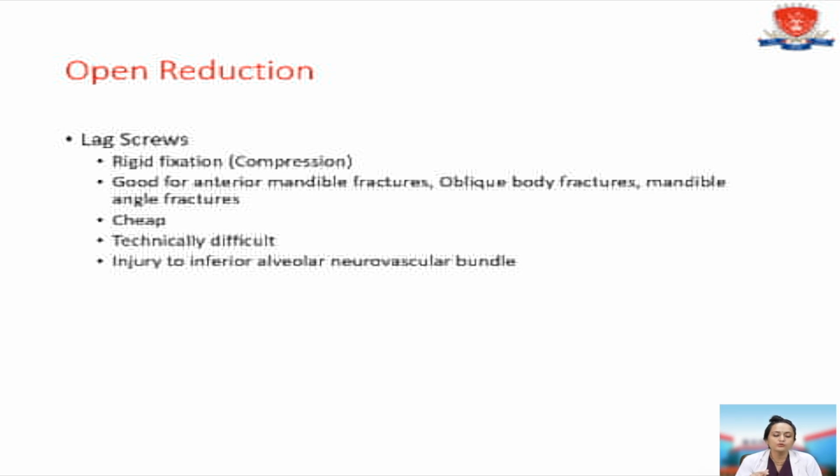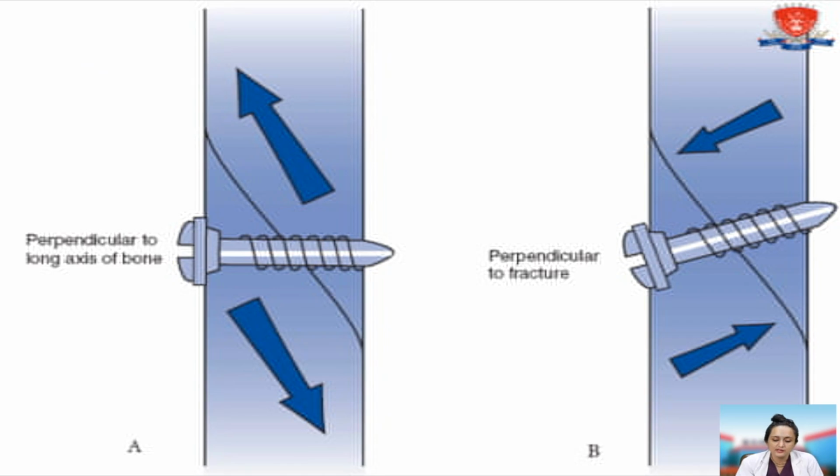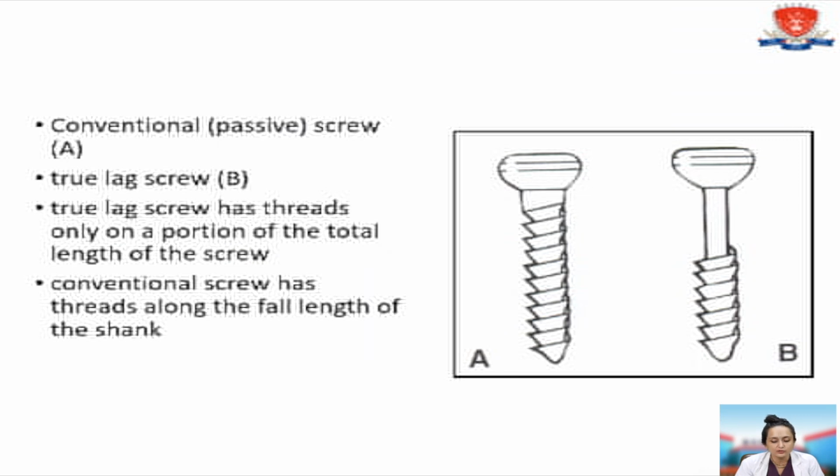So this is a normal screw in the first picture. In the second picture, it is a lag screw. So A is the normal screw, B is the lag screw. We can see there are indentations in the inferior part to engage the outer cortex.